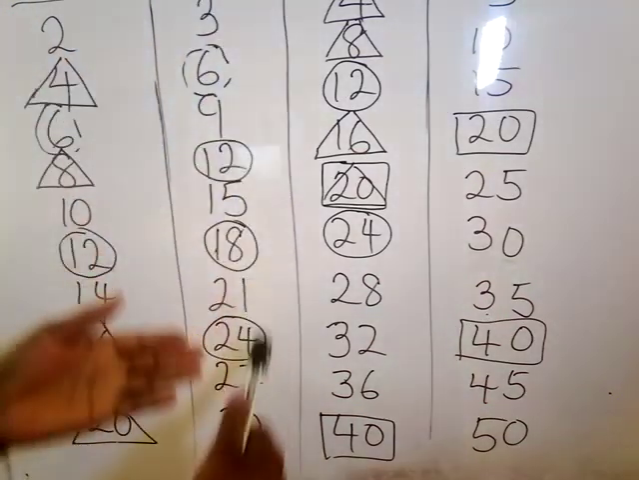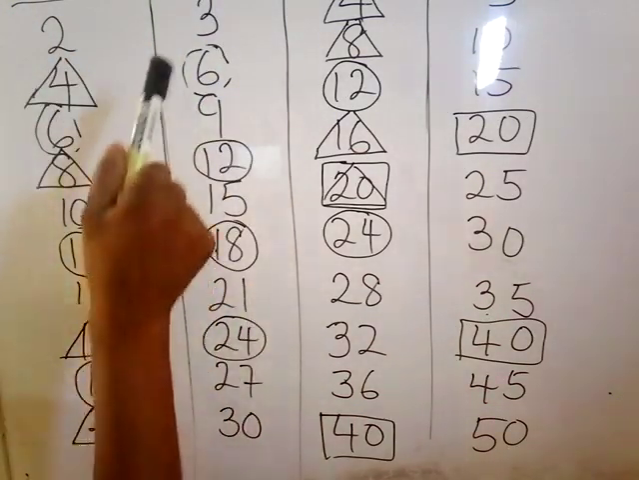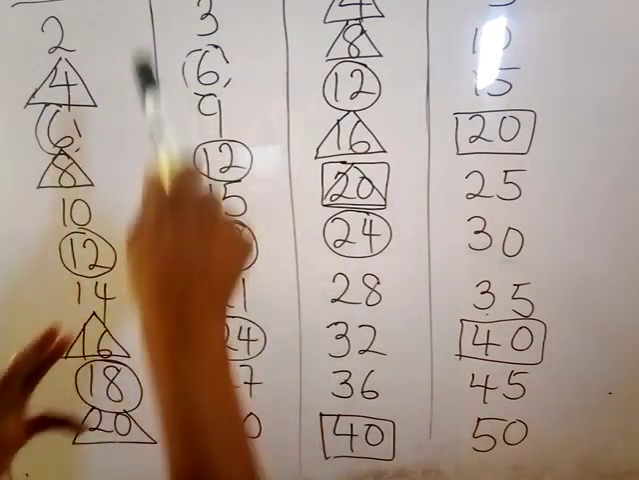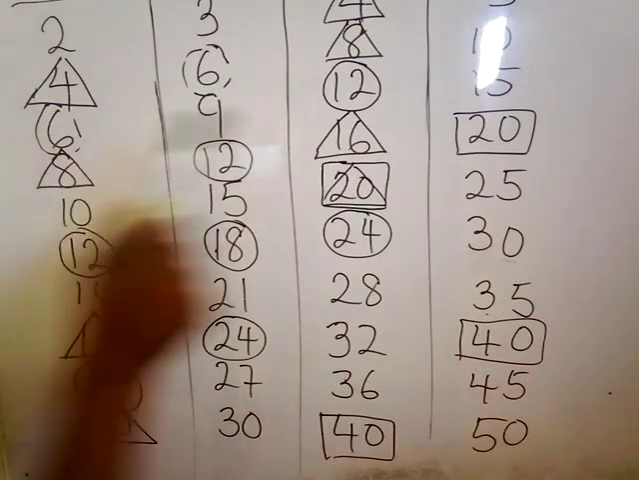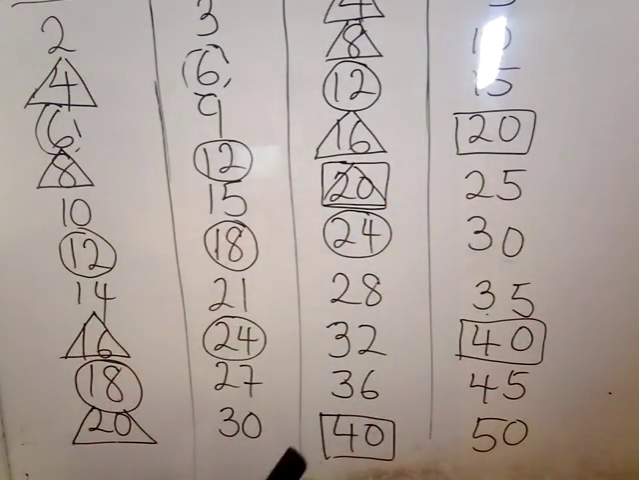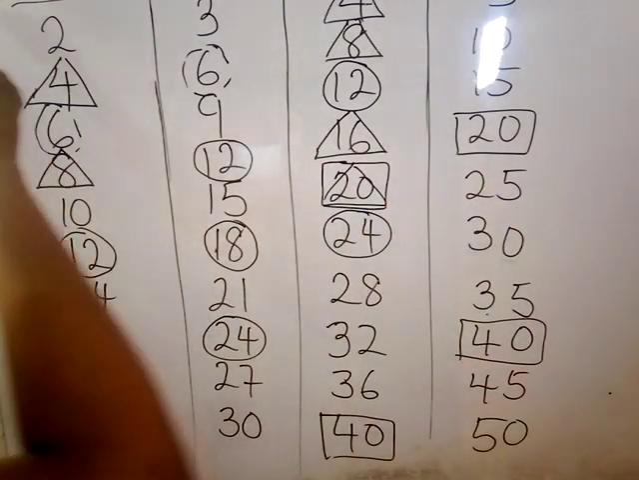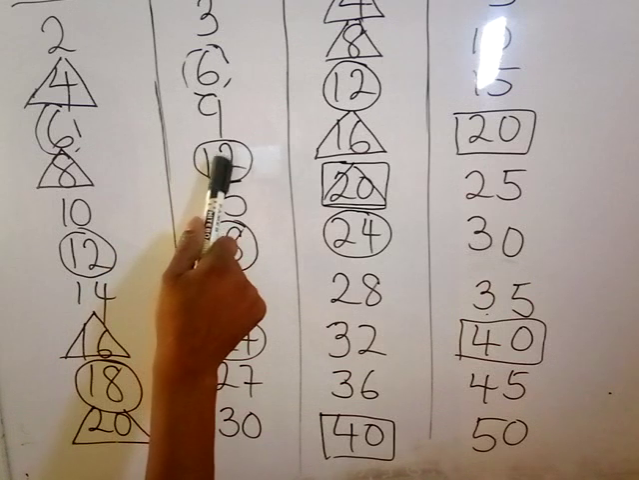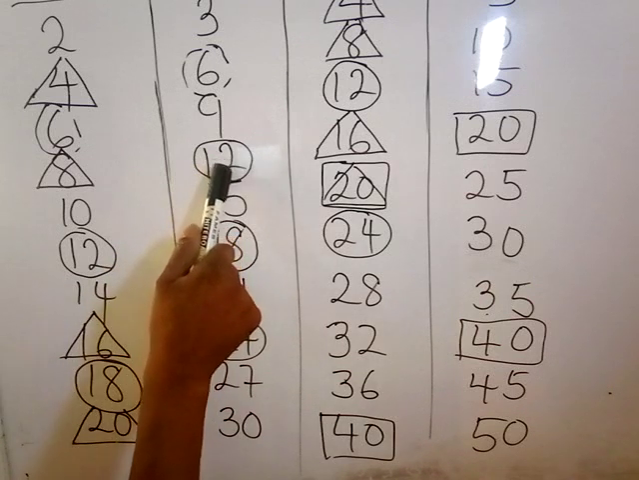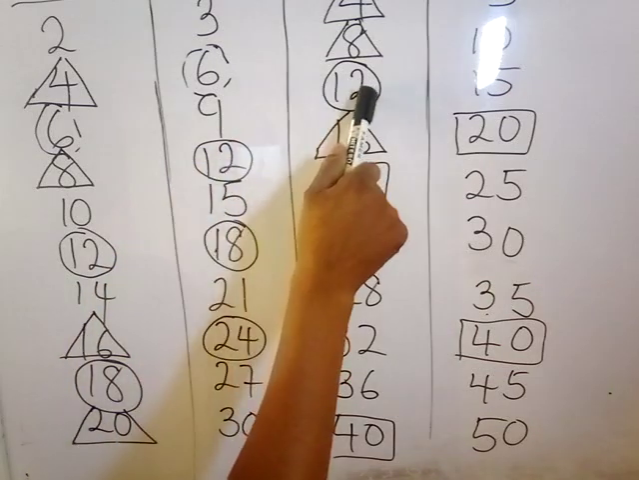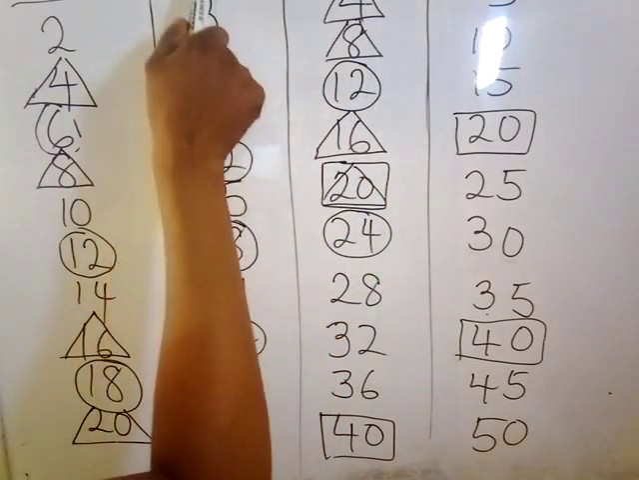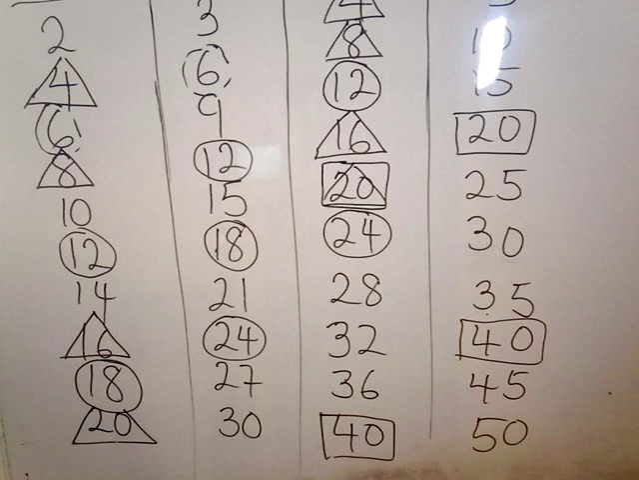So if you also come to 3, there are numbers that are in the column of 3 and also in the column of 2. So any number that you see in different columns means that particular number is a common multiple of the numbers that we outlined up there. For instance, we have 12 in the column of 3 and we also have 12 in the column of 4. That means 12 is a common multiple of 3 and 4.